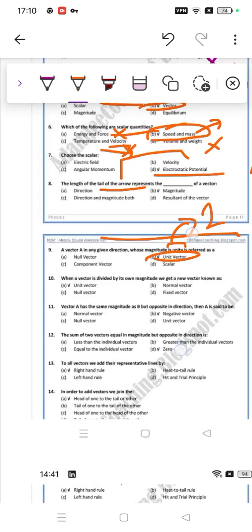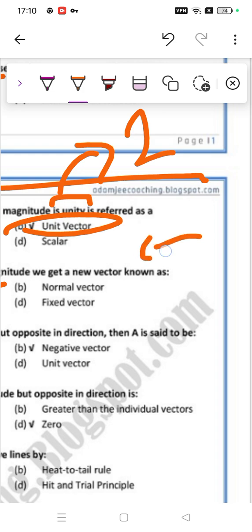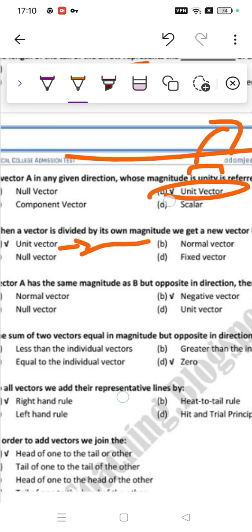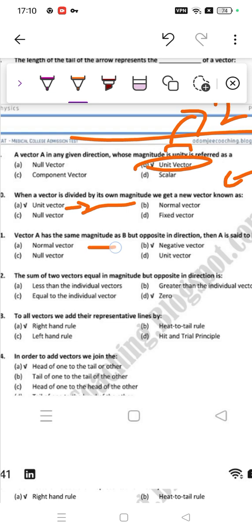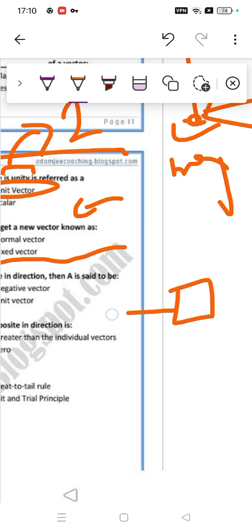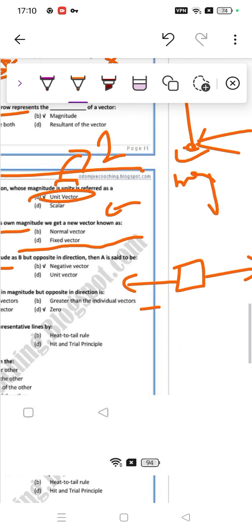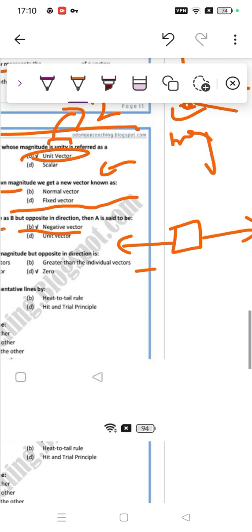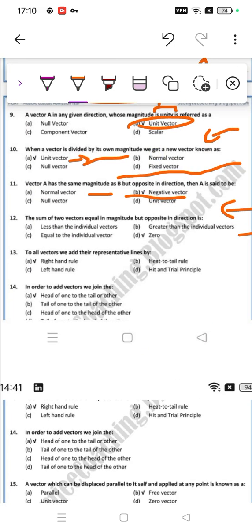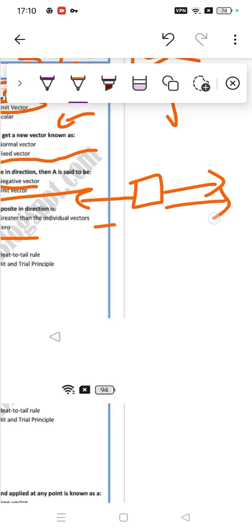So I hope it will be clear. Then we have, when a vector is divided by its own magnitude, then we also get a unit vector. Remember that vector A has the same magnitude as B, but B is opposite in direction. So this means if this is the body, one is going in this direction, the second is opposite. So this vector is going to be called a negative vector because they are opposite in direction. The sum of two vectors equal in magnitude but opposite in direction gives 0, because the energy you apply on this side is simply taken back, so it's going to be 0.